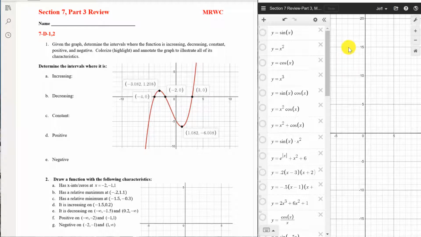This is Mr. Ainsworth again, and we are going to get into a Section 7 Part 3 review dealing with all activities from 7D1 all the way to 7F1. Just take a look at the review.